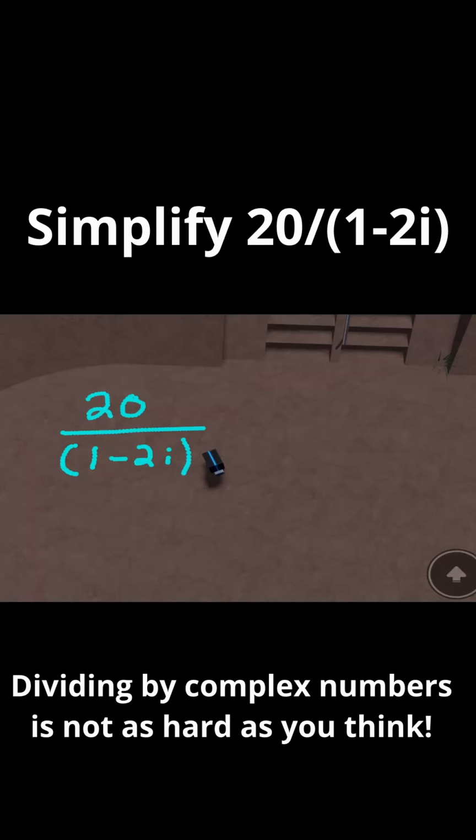In this problem, we have 20 divided by 1 minus 2i. So I need to simplify this because there are i's in the denominator, and in general, we don't want to have imaginary numbers in the denominator of a fraction. So how can I do that? How can I get rid of the 2i in that denominator?